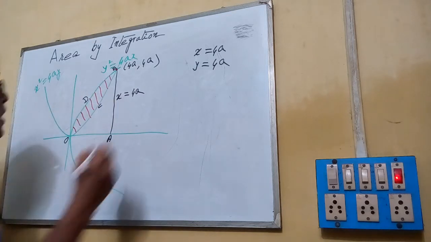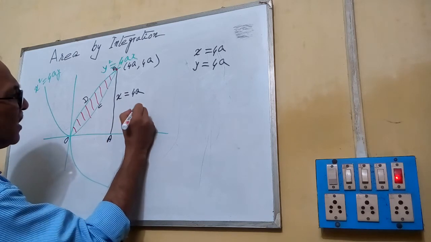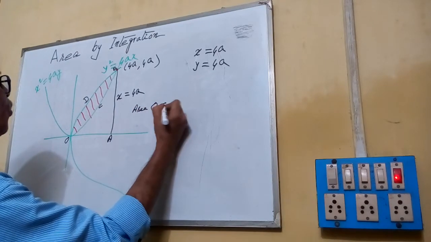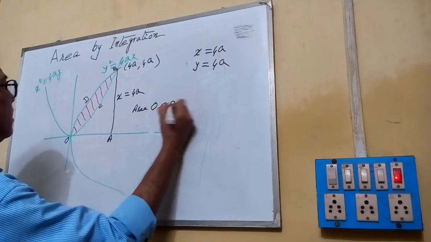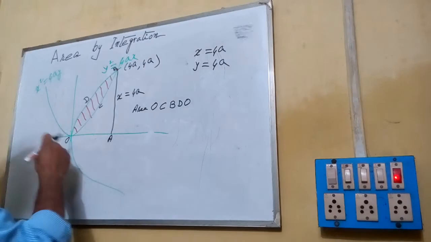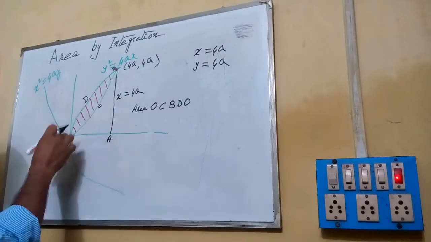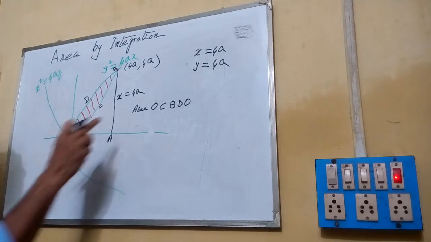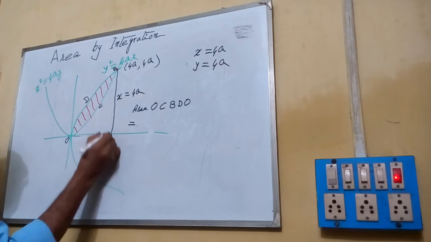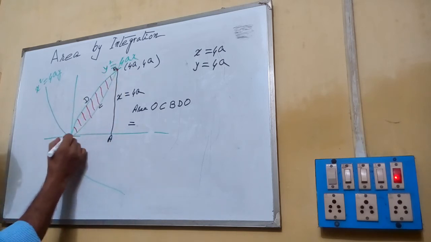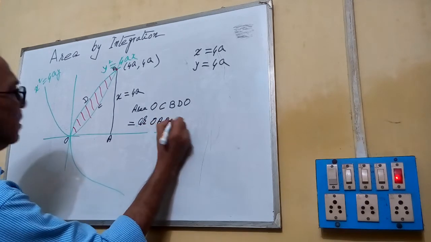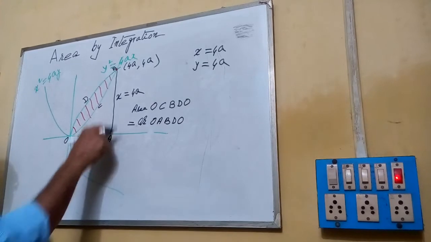See, our required area we can write as O, C, B, D, O. I am starting from O and ending at O, which implies that it is a closed curve. This is the area we are interested in finding. But this whole area, that means area O, A, B, D, O, represents this whole area.